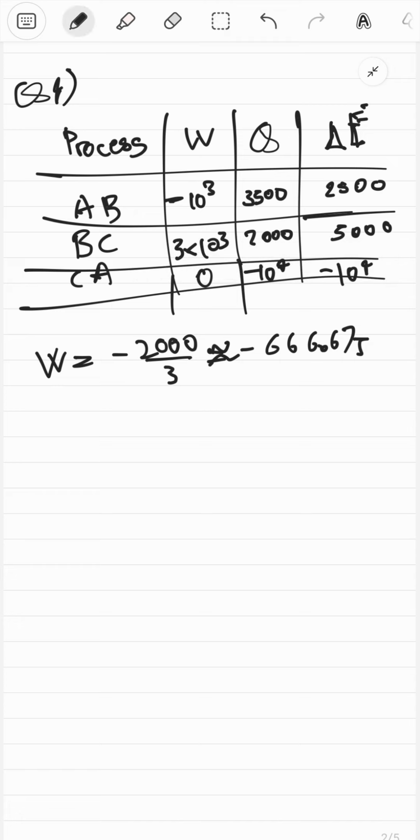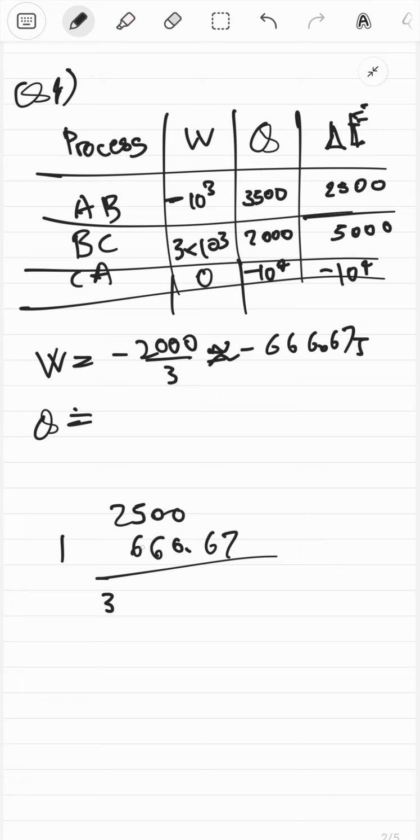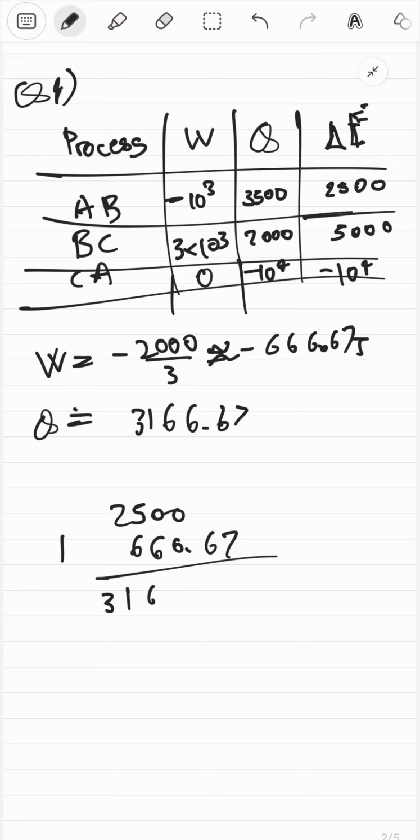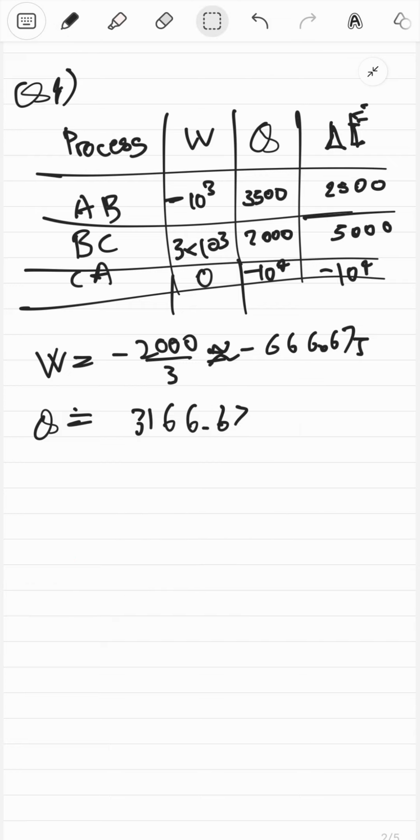Say negative, obviously, because the work done on this is negative since volume is increasing. So the heat given to this is just its delta E minus the work done. For A to B it's 2500, so 2500 minus of this guy. So just do 2500 plus essentially 666.67, which just happens to be 3166.67. Cool. So this is question 4.